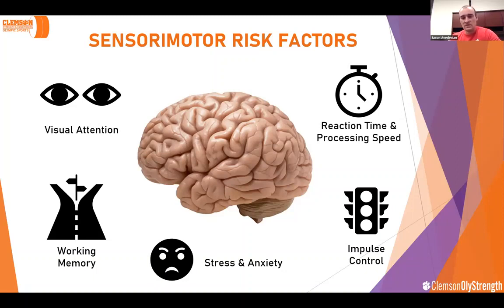And from an actual screening standpoint, how we're looking at this and quantifying it, there's a couple different ways, at least at this point in the literature, from sensory board type of technology, virtual reality technology as well. Subjective questionnaires can certainly provide some utility as well from a stress and anxiety management standpoint. So those are some things to consider in terms of risk factors from a sensory motor standpoint.